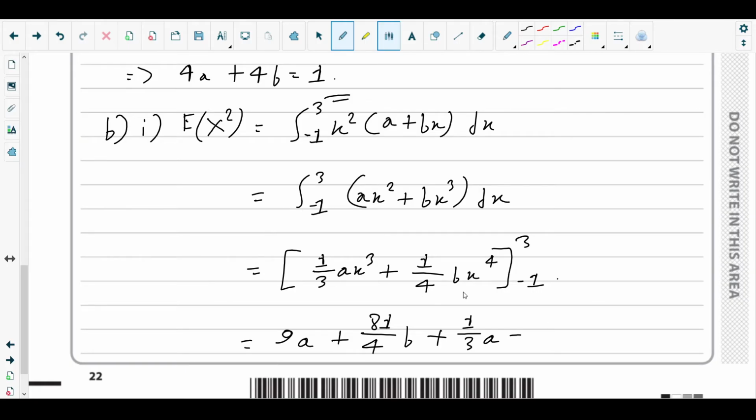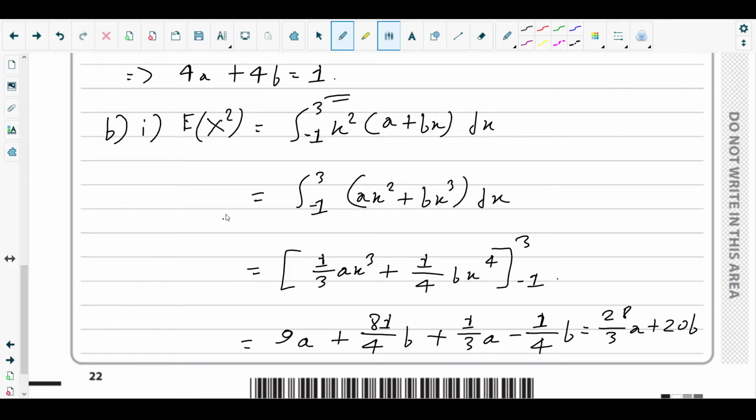It should be what? Minus 1 over 4b. So if you add them up, what you will get? 9a plus 1/3 of a, that would give you 28 over 3. So 28 over 3a, and then plus what? 81 over 4. So this is 80 over 4, that is what? 20b. Right? Okay, so we got the equation in terms of a and b for expectation of x squared.